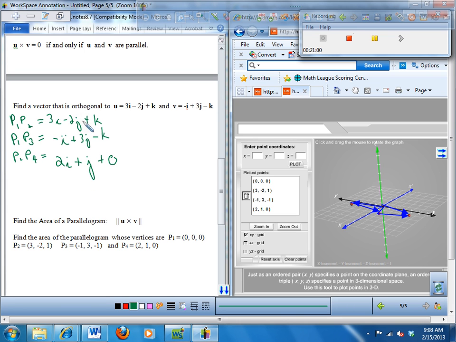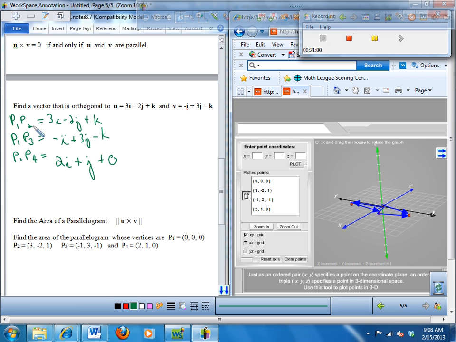See how P1 to P3 and P1 to P4 don't add up to this one? But if I add these two together, then I get this one. Do you see that? This plus this gives you 2i, this plus this gives you j, and this plus this gives you 0.